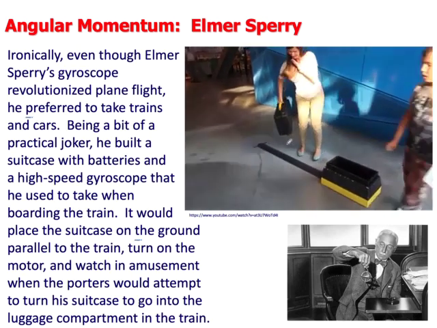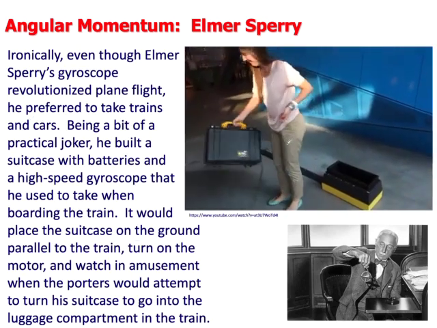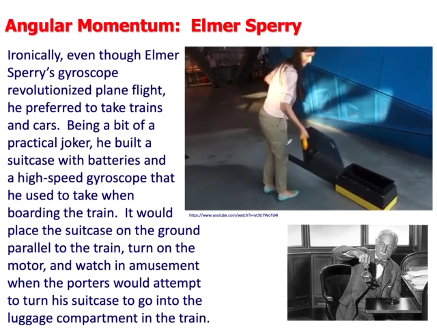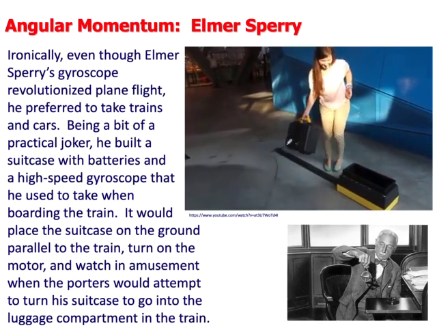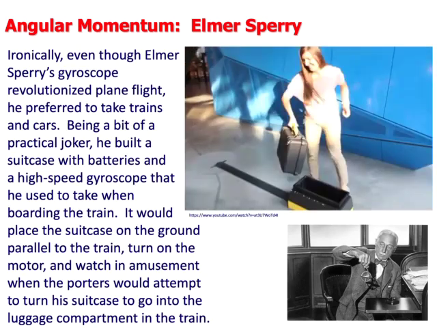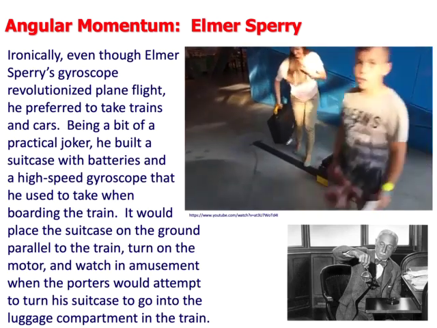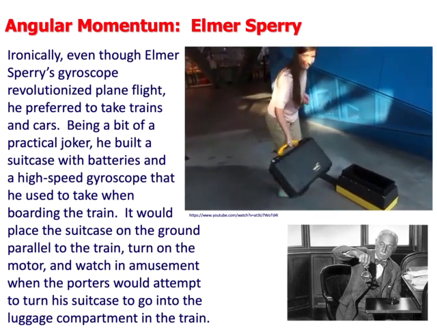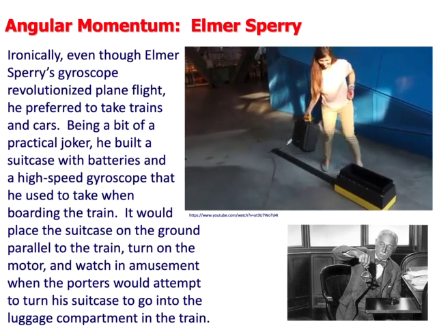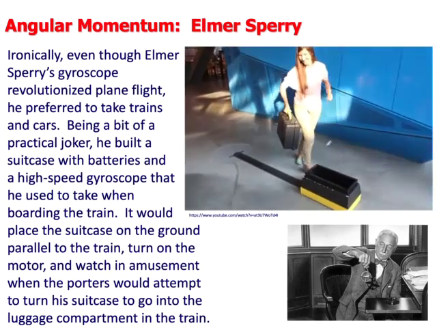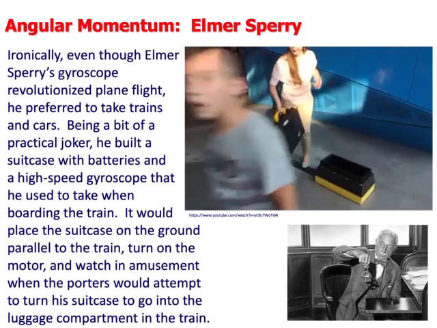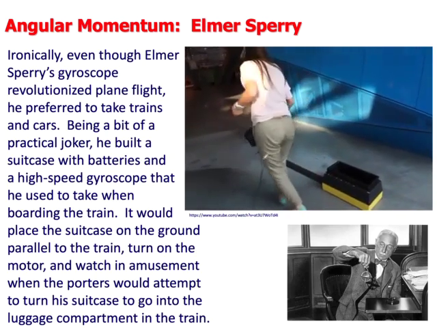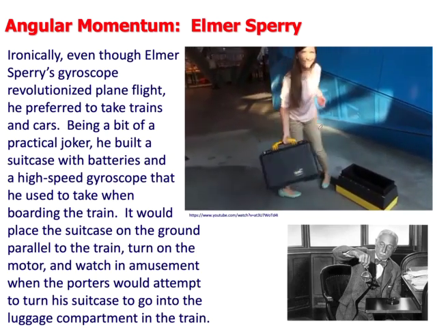And ironically, and I've got this little video clip here to show you, he actually hated plane flight. He always took trains or cars, but he used his ideas in the gyroscope for a really fun practical joke. He had a special suitcase built which had a set of batteries in it, a high-speed gyroscope, and a motor that would get it spinning.